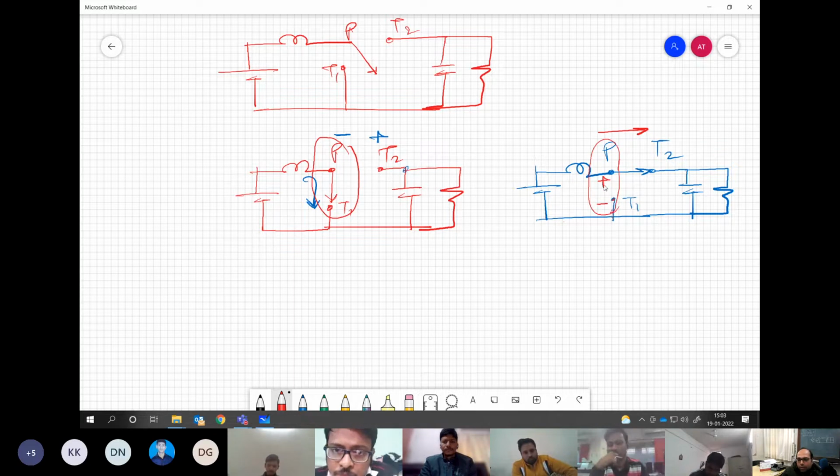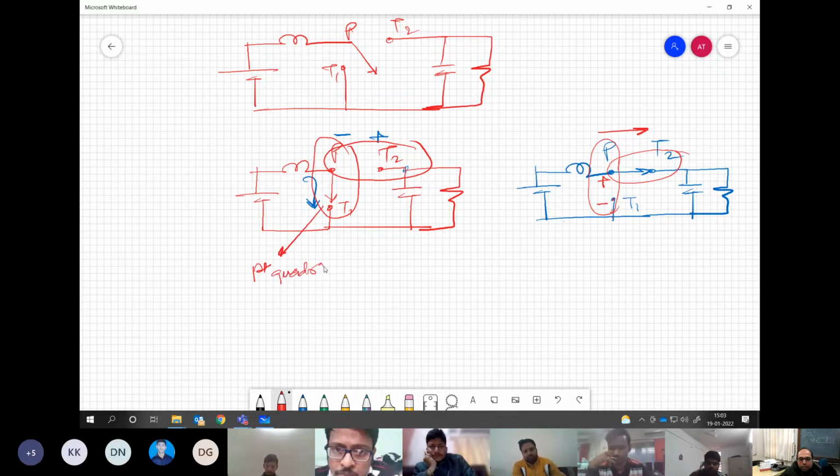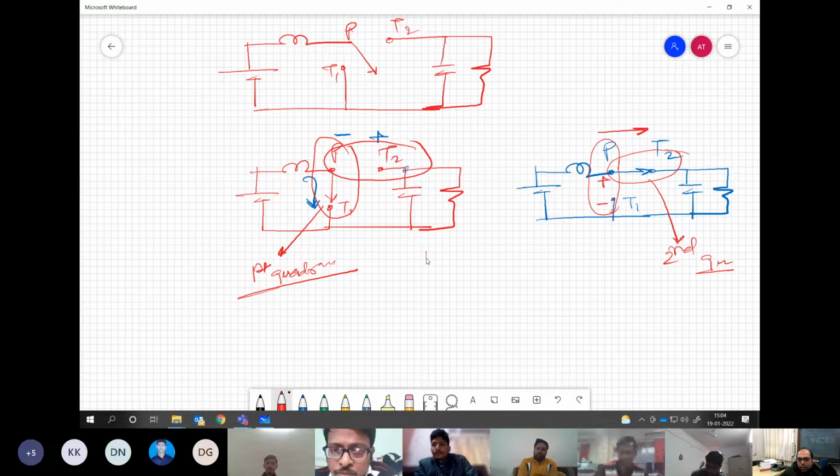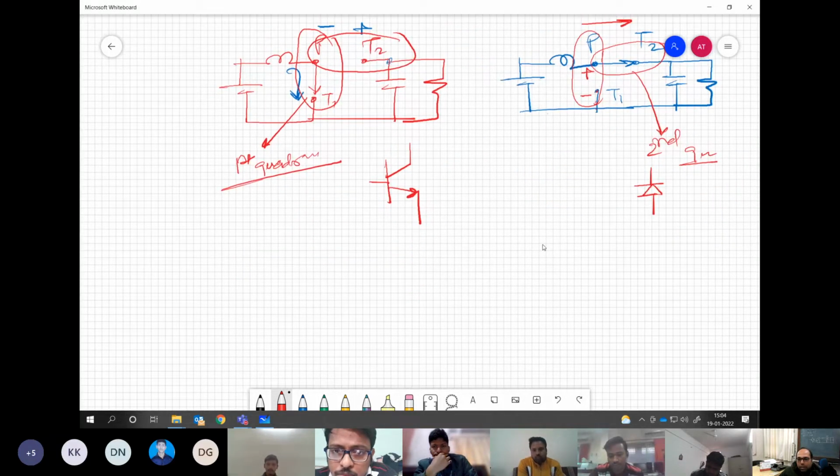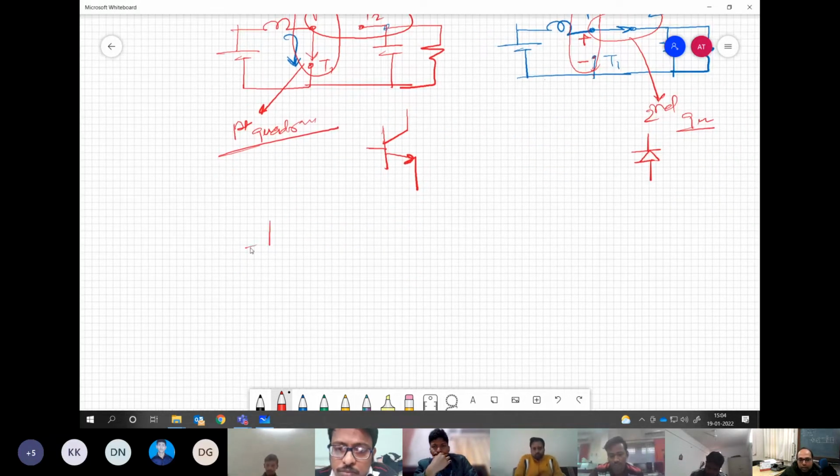The current is again flowing from positive to negative for PT1. For PT2 again it is from negative to positive. So which means PT1 is something which is operating in the first quadrant, and PT2 is something which is operating in the second quadrant. So what are the obvious choices for this? We may have a BJT here and we may have a diode here. So that is how we realize the famous boost converter.